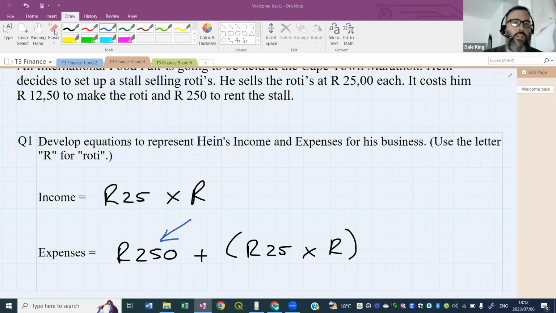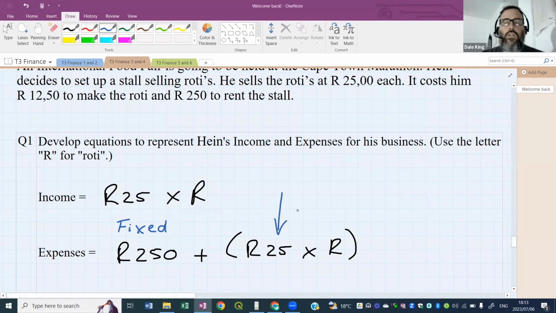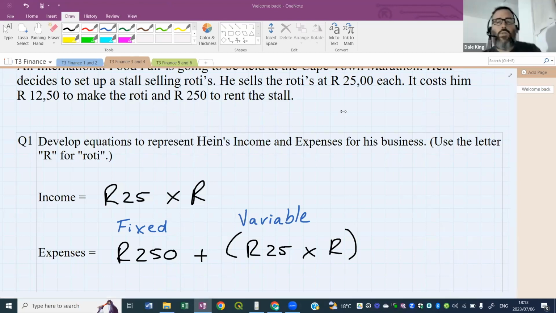Fixed. Excellent. Good. The 250 is the fixed expense. All right. Very good. Well done, ladies and gentlemen. Guys on fire tonight. It's a fixed expense. Then obviously the 25 Rand is the variable expense. Very good. You guys have got it. Well done. Yes, Bianca. Excellent.